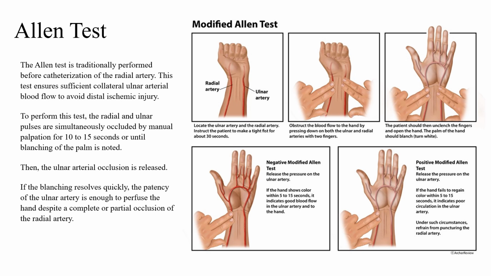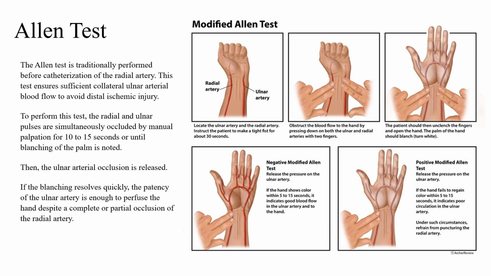So I just wanted to show you, this is an example of the Allen test, and we now use a modified Allen's test, but it's traditionally performed before catheterization of the radial artery. This is helping us look for collateral ulnar arterial blood flow to avoid any sort of distal ischemic injury. So in order to perform the Allen's test, typically you want to feel for radial and ulnar pulses, and then we manually occlude those for about 10 to 15 seconds until there's blanching of the palm.